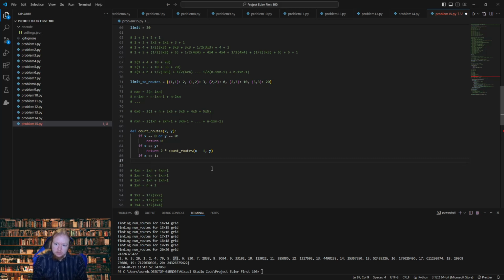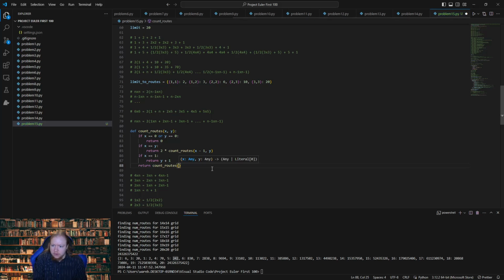So if x equals 1, return y plus 1. And then otherwise, x is going to be some number smaller than y, which means it's going to equal count routes of x minus 1, y, plus x, y minus 1.